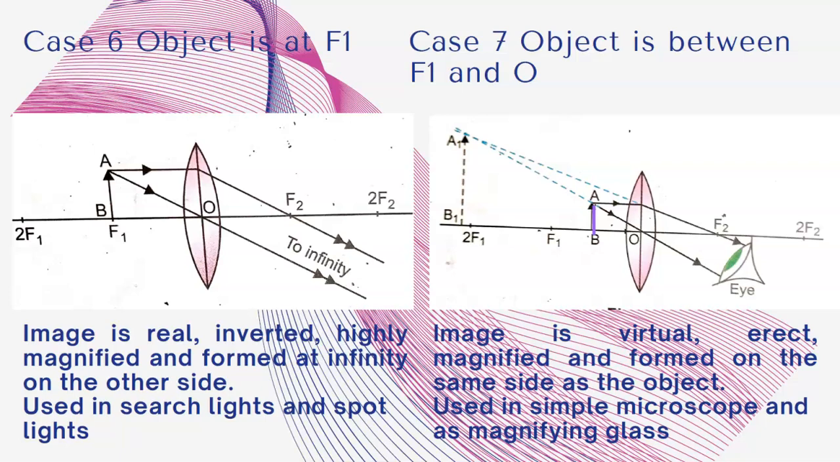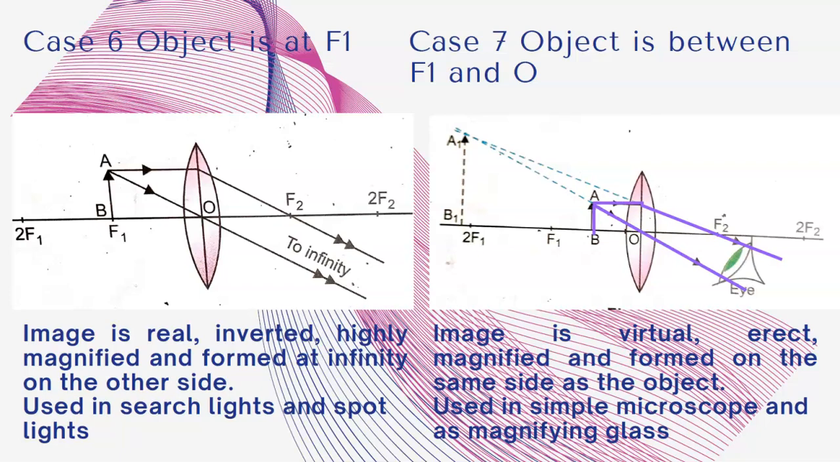First ray of light from the head of the object passes through the lens, goes from F2. Second ray of light from the head of the object passes straight through O. Now if you can see, these two rays of light are deviating rays of light. They are diverging. Both of them are diverging from each other. So they are never going to meet.